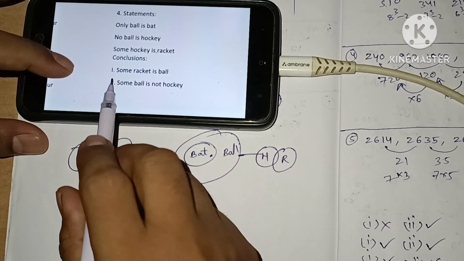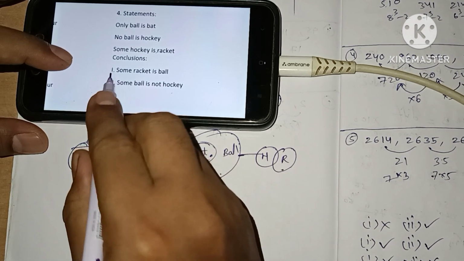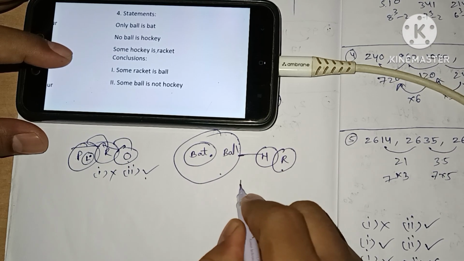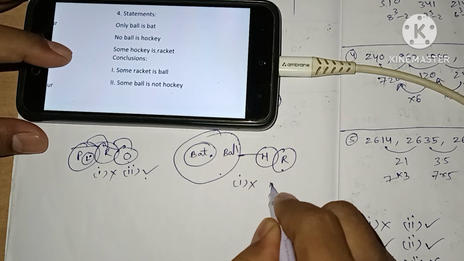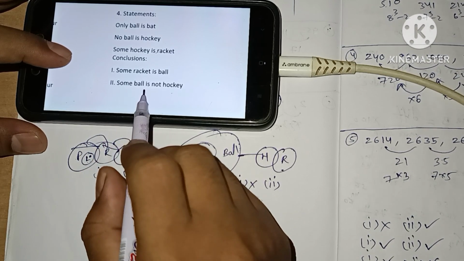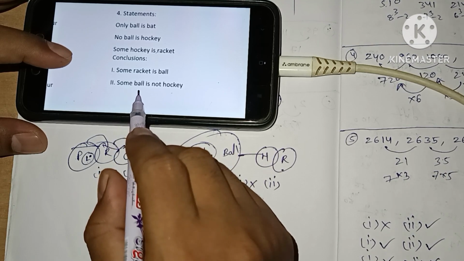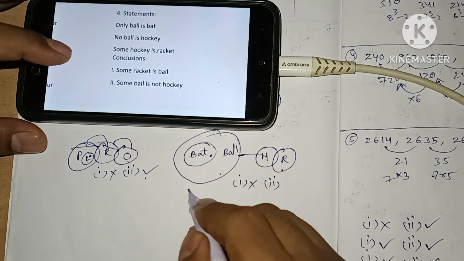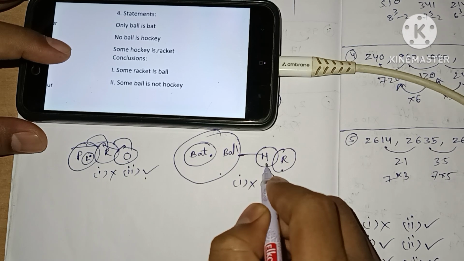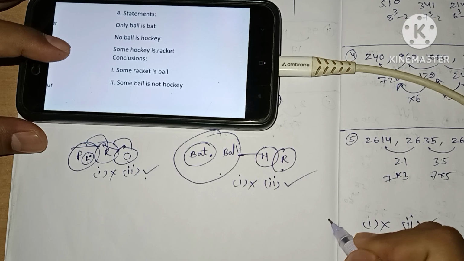Some hockey is a racket. Let's see conclusions. Some racket is ball. This is racket and this is ball. It is direct conclusion, and there is no direct relation between these two in our basic Venn diagram. So first conclusion will be false. Second conclusion. Some ball is not hockey. We see not here. So we check all ball can be hockey. All ball can be placed inside hockey. No, it is not possible. So all case not possible means some not case will be true.